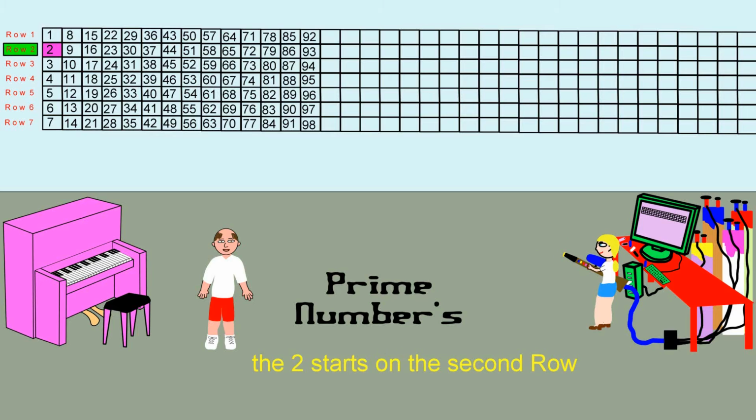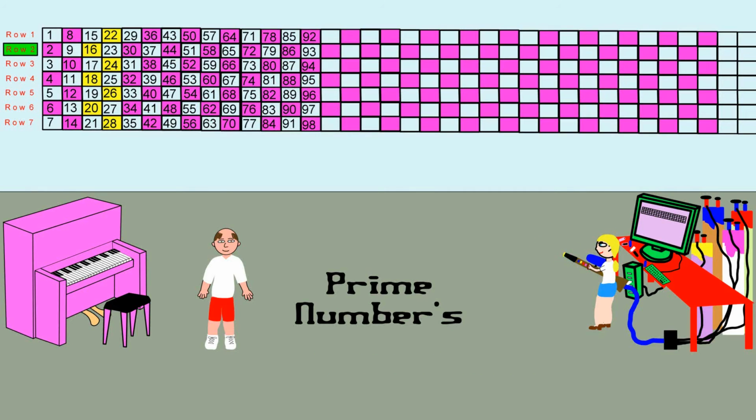The 2 starts on the second row. If we identify each multiple of the 2 by adding 2, we get the 4, the 6, then the 8, 10, 12, and the 14. When we get back to the 16, we are back on the second row. From now on, every 8th position of the number, the pattern will repeat. This pattern will repeat all the way down the grid.